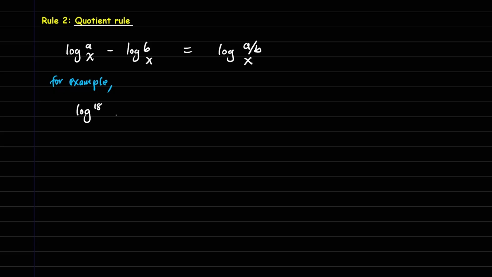Rule number 2, the quotient rule. Suppose you are given log of a base x minus log of b base x. This should equal the log of a by b base x. For example, log of 18 minus log of 9 should equal log of 18 divided by 9, which equals the log of 2.